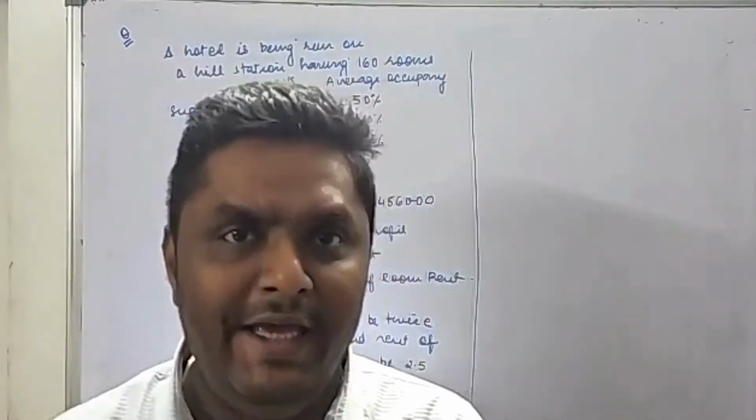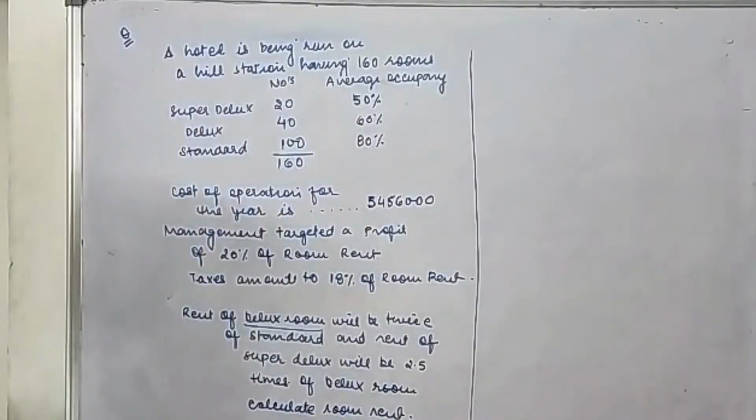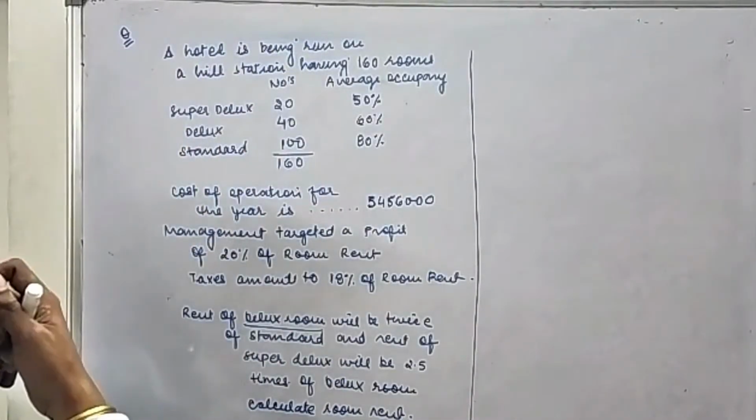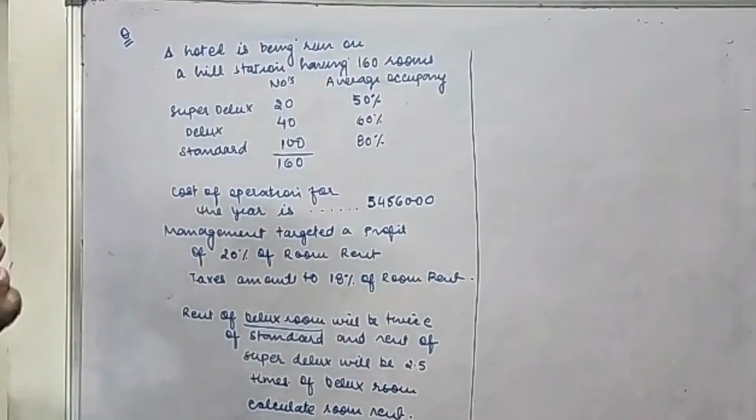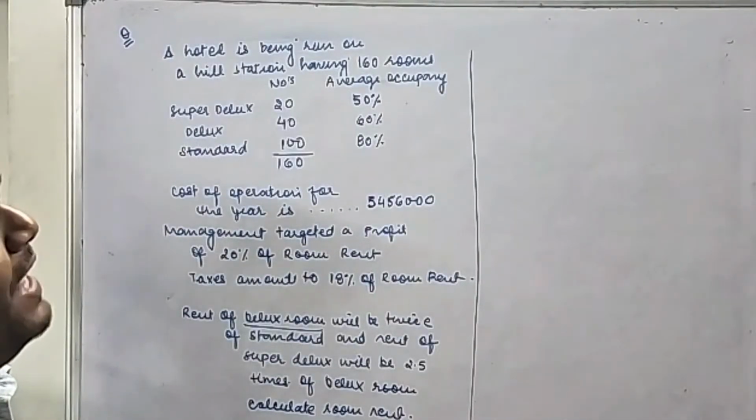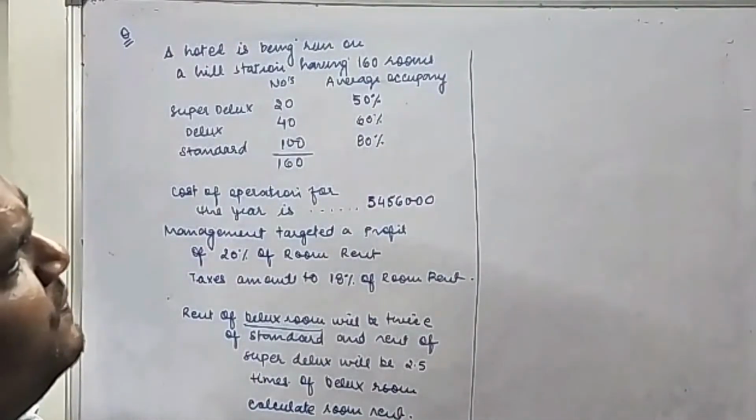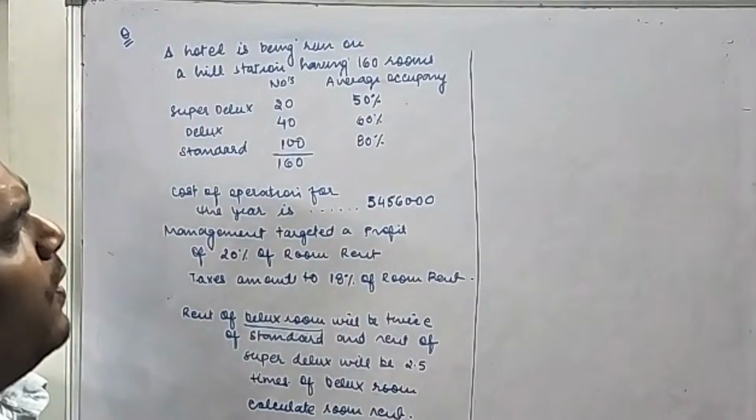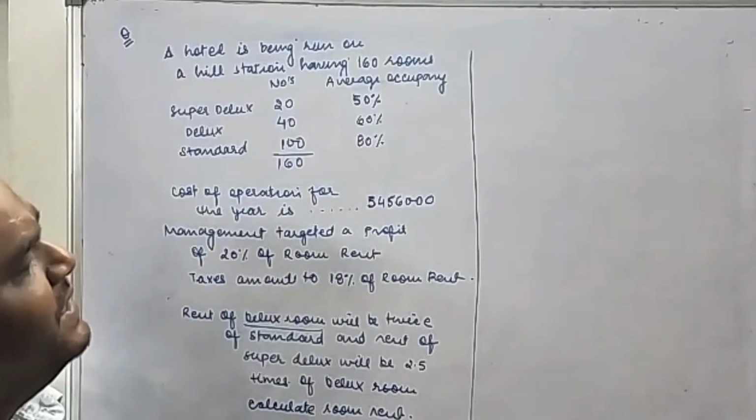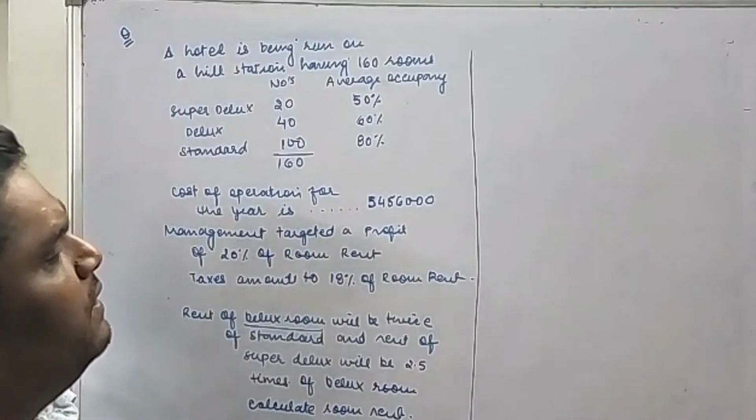So a question for you guys. A hotel is being run on a hill station having 160 rooms. When talking about the number of rooms, total 20 super deluxe, 40 deluxe and 100 standard. So in aggregate 160 rooms. When talking about the average occupancy, it is 50%, 60% and 80% respectively. The cost of operation for the year is 54,56,000. So the total cost is given, that is 54,56,000.